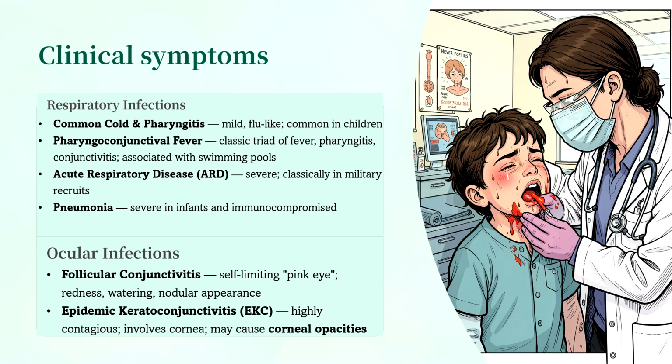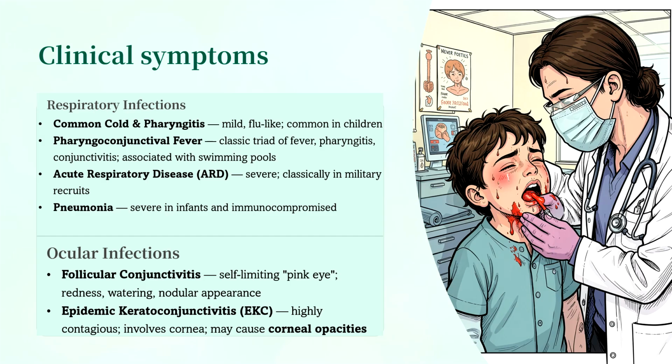The pharynx often appears red and inflamed, leading to pharyngitis. Cervical lymph nodes may also become enlarged. These infections are particularly common in infants and young children, where the adenovirus is one of the important viral causes of upper respiratory tract infections.